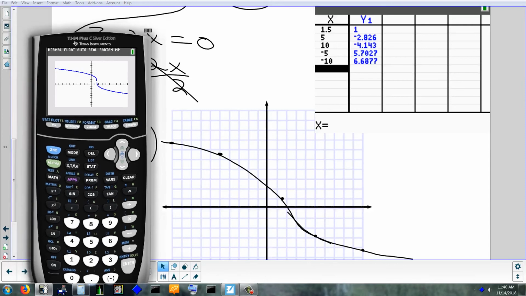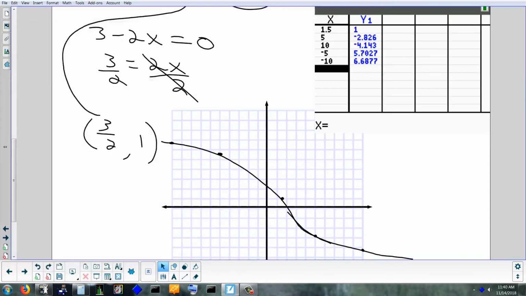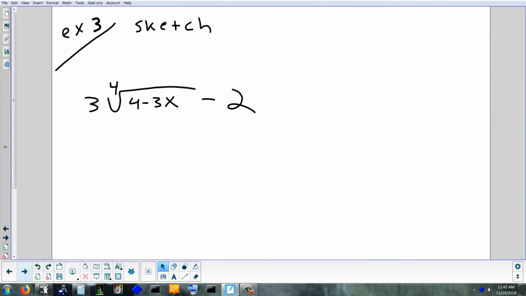So, any question on sketching an odd root? Okay. How about on sketching an even root? Does anyone want me to go through an even? Yeah. Okay. So we'll take a quick look at it, and then we'll finish up with the last thing.